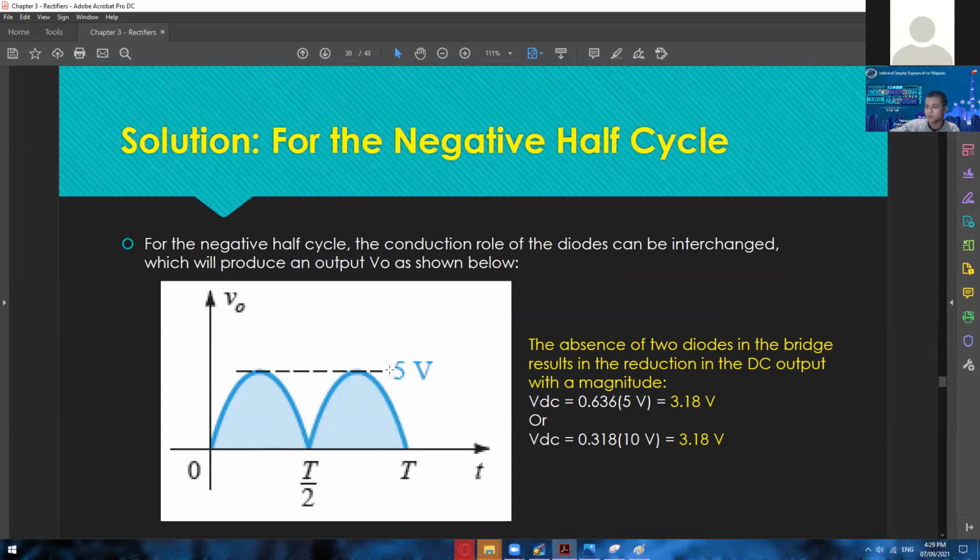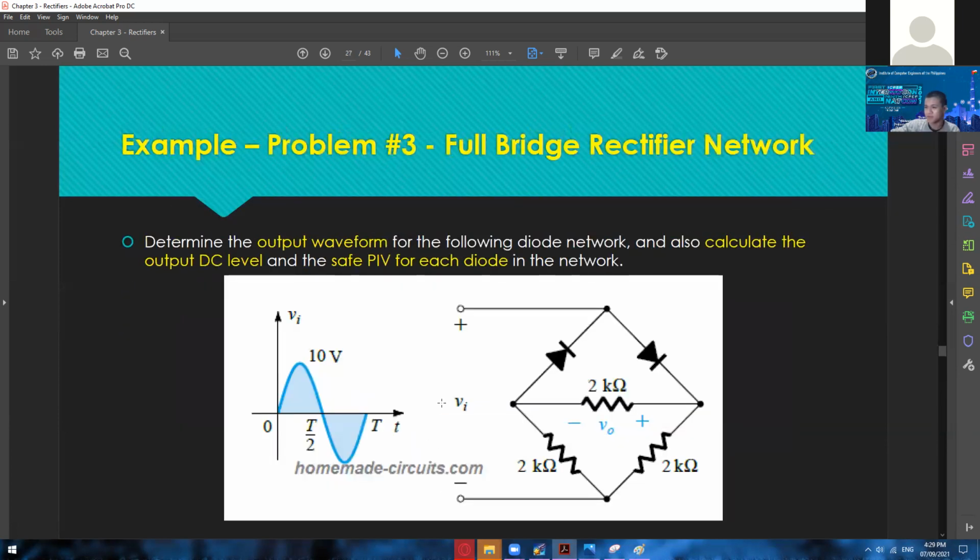Okay, so the next question, why is it only 5? Why is it not 10? Go back here. Why is our VO divided into 2? Why is it not 10 anymore? What is the reason behind that? Anyone who would like to guess?